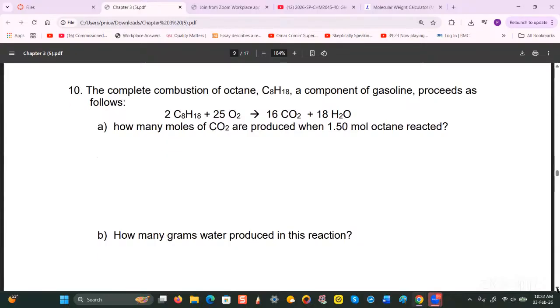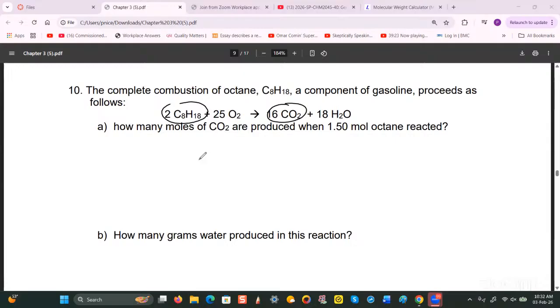Okay, let me do number 10, at least the A part, all right? So number 10, they gave you the balanced equation here. And they're asking, how many moles of carbon dioxide are produced when 1.50 moles of octane react? Octane is C8H18, right? So based on the balanced equation, there's a 2 to 16 ratio between the octane and the CO2.